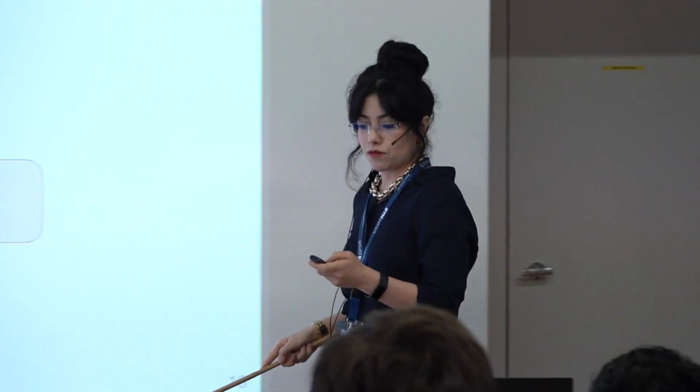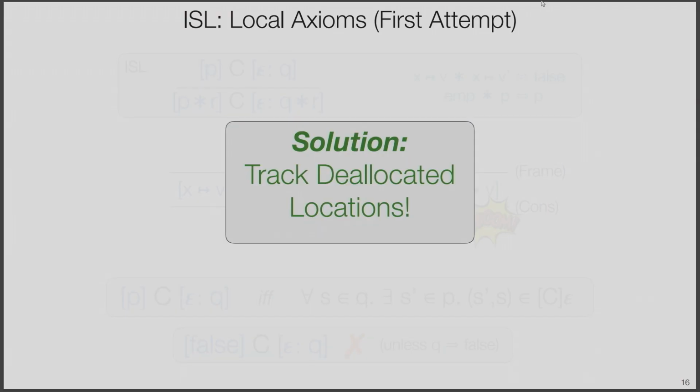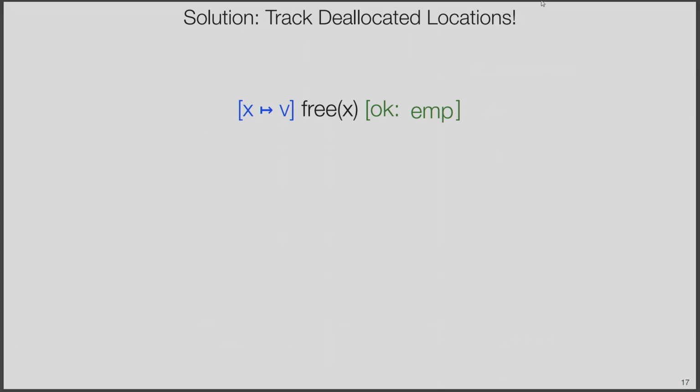So our solution to that was, very obviously, in hindsight at least, to track the deallocated location. So every time we deallocate something, we remember the fact that it's been deallocated. Specifically, if I go back to my free axiom, this was what I had before. If X points to V, it's now emp. I'm going to replace this with this other assertion that says X is deallocated, i.e. at some point before it was allocated, and now it is deallocated.